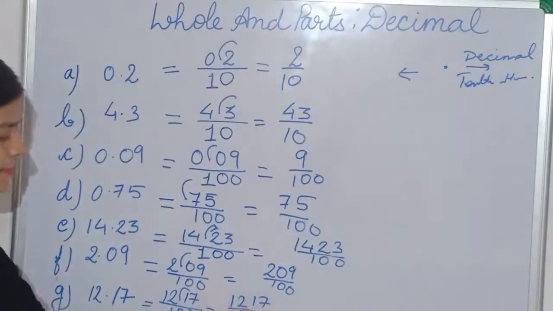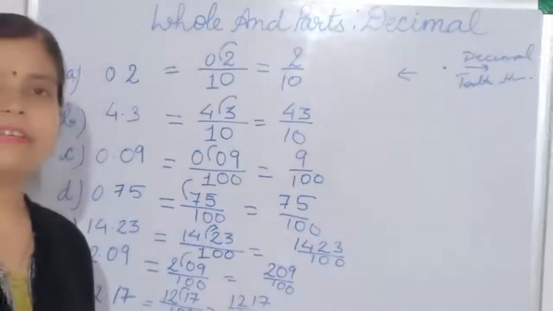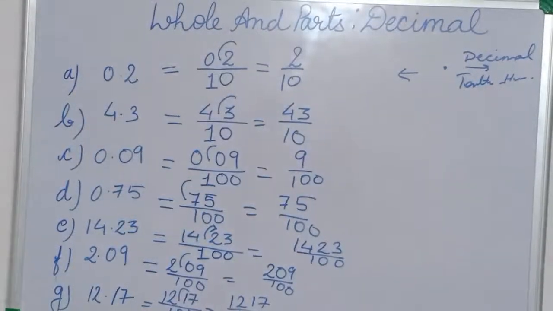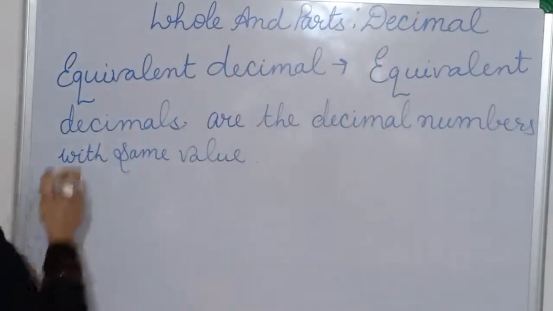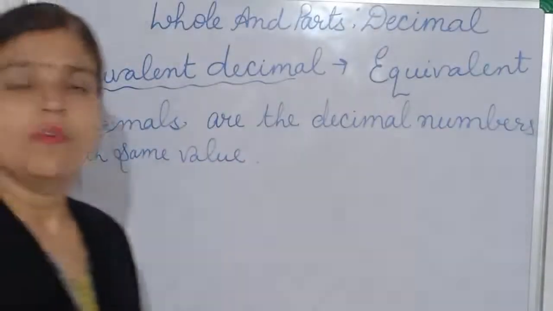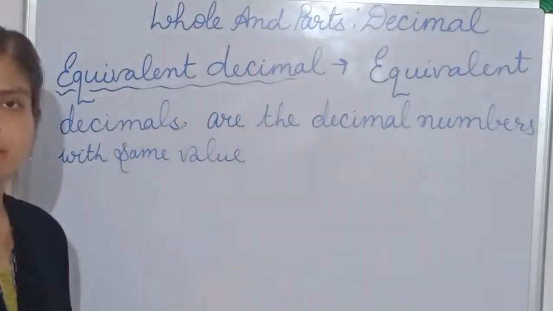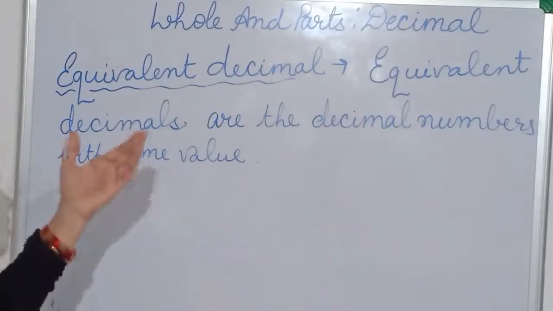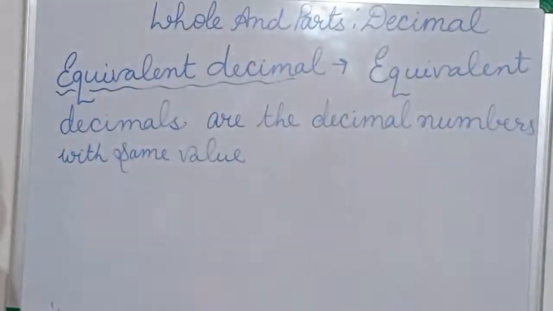Very easy work now. So just now we have revised what we have learned. Today we are going to learn about equivalent decimals. Okay? What is an equivalent decimal? Equivalent decimals are decimal numbers with the same value. Similarly, equivalent fractions are fractions of the same value. So here also equivalent decimals are decimal numbers with the same value.